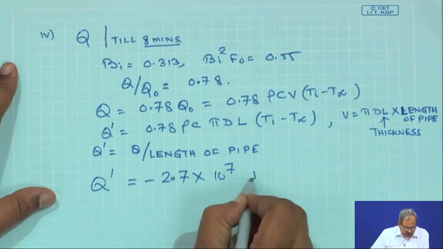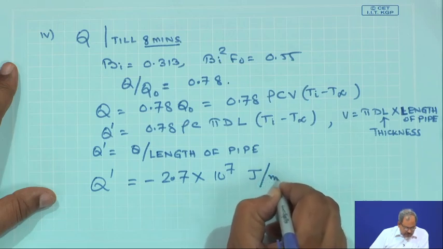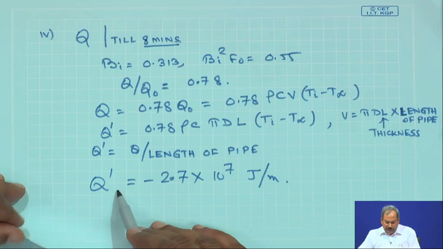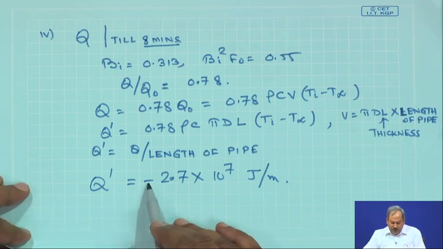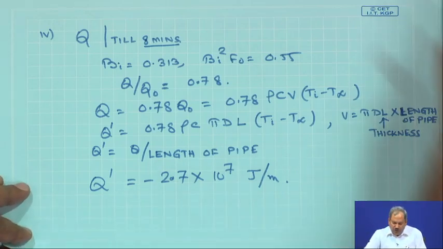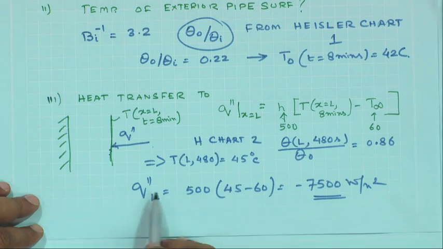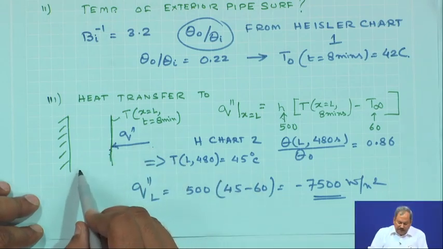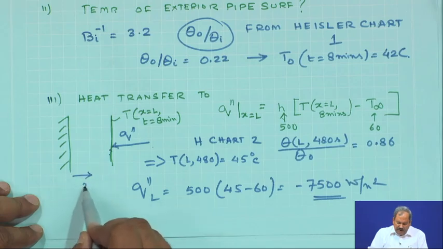minus 2.7 into 10 to the power 7 joule per meter. The minus sign in the total amount of heat that is transferred from the oil to the pipe simply refers to the fact that the heat travels in the direction of minus x. Okay. So, the only significance of the minus sign is the direction of heat transfer.